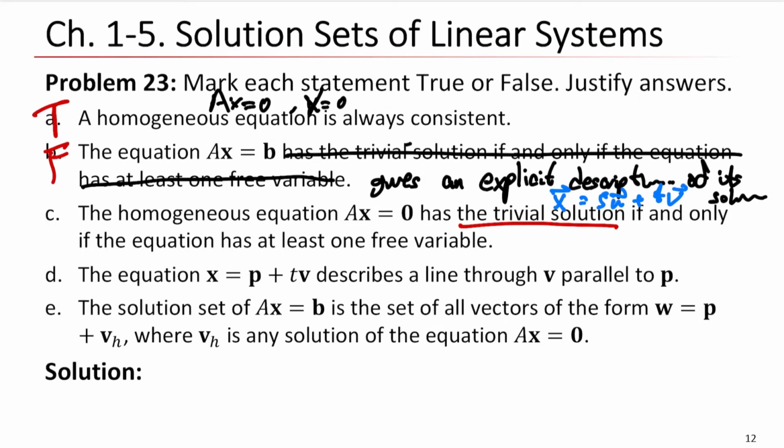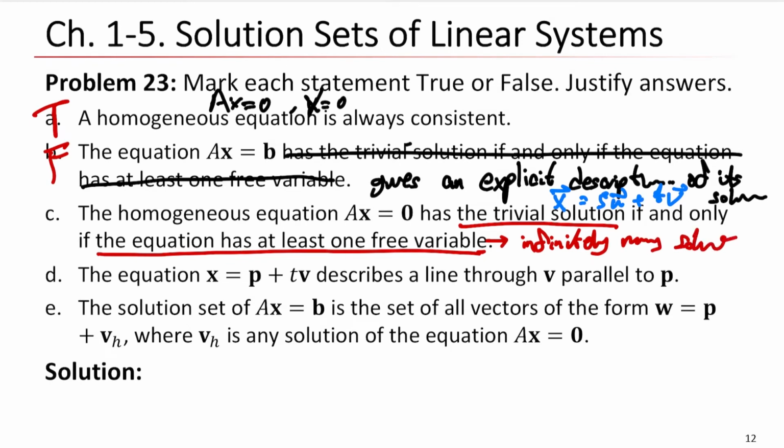What does it mean? The equation having at least one free variable means what? It has infinitely many solutions, right? So this means infinitely many solutions. So if there are infinitely many solutions, Ax equals 0 has a nontrivial solution, right?